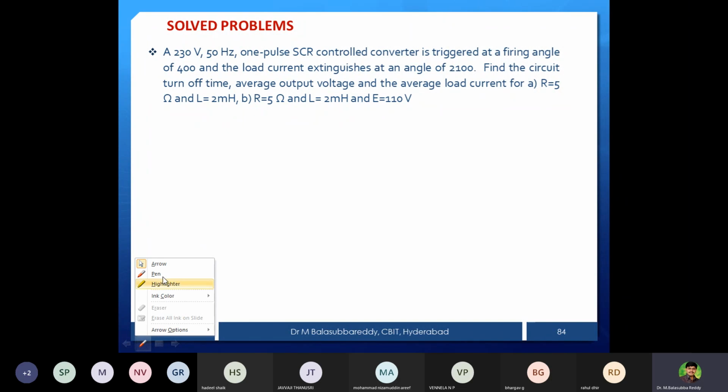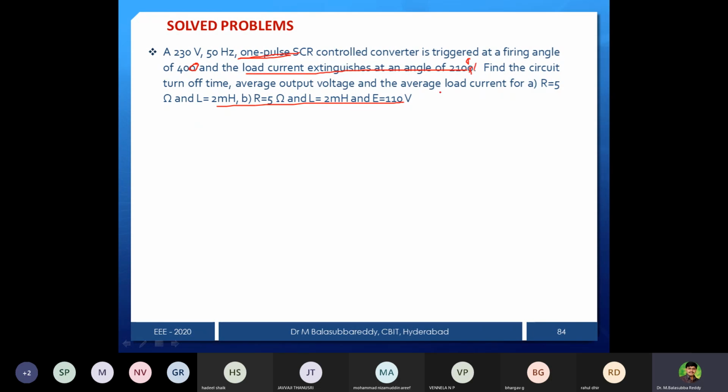For all the problems, instead of half-wave you change the controller name. Instead of 1 pulse you make it 2 pulse and repeat. What is the data change? Only the formulas, that's it. The substitution: instead of a 1 pulse converter, if you keep a 2 pulse converter, you will be able to modify it. So now it is 230 volts, 50 Hz, a 1 pulse converter, and the firing angle is given as 40 degrees. It is not 400, it is 40 degrees, and the load current extinction angle is 210 degrees.